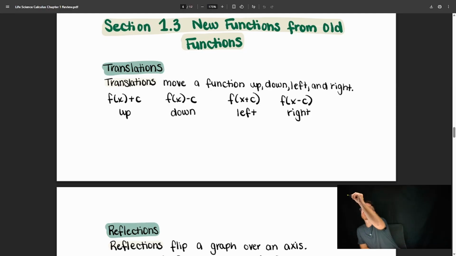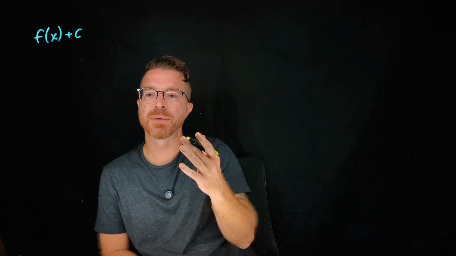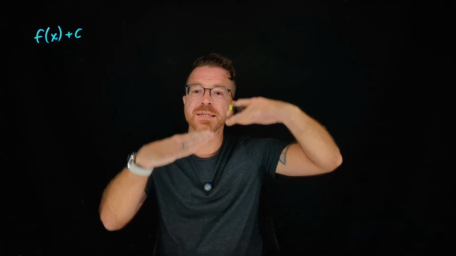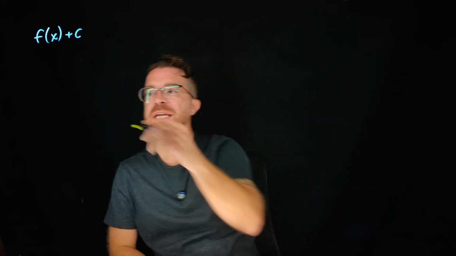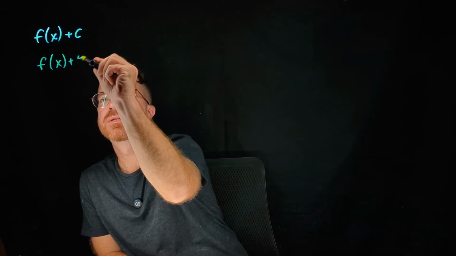So let's say that you have some function f of x. What would happen if you were to add some constant to it? Well, in this case, what it's going to do is take whatever function you have and raise it up by c amount. For example, let's say that we have f of x plus 4.